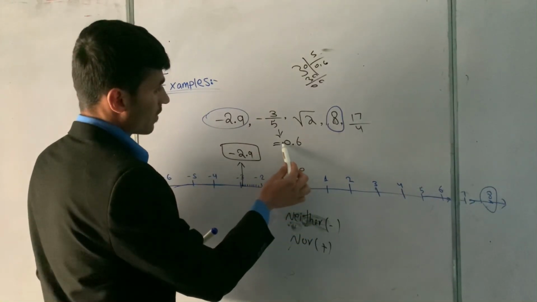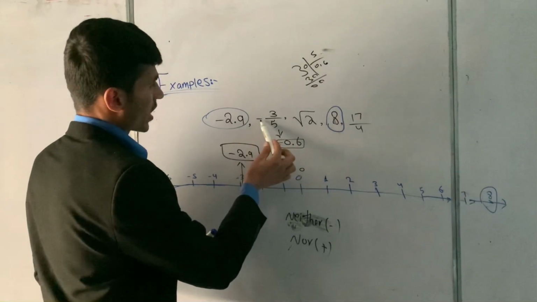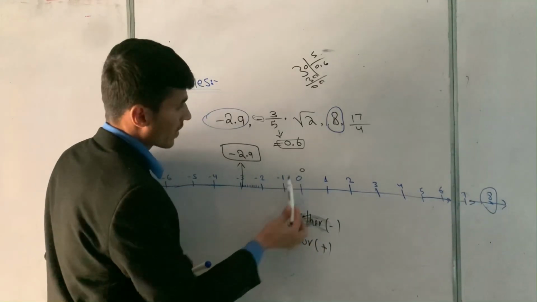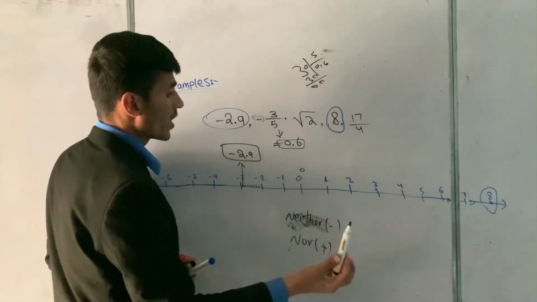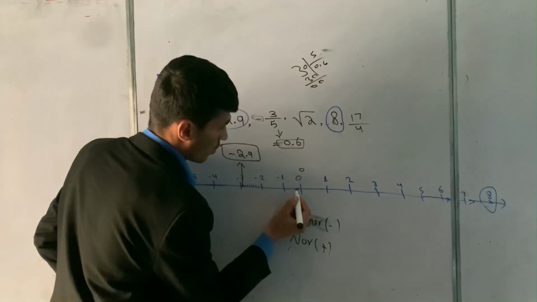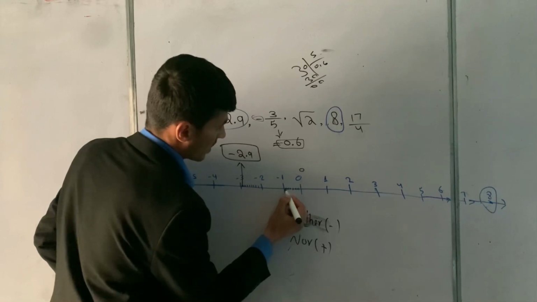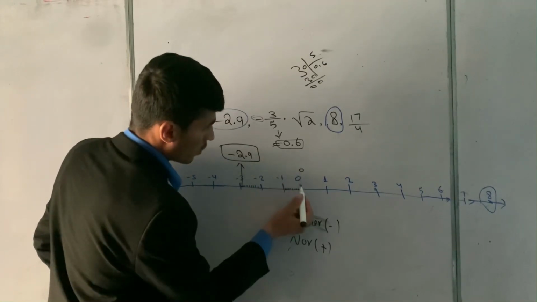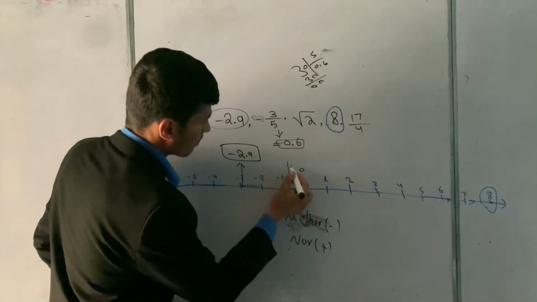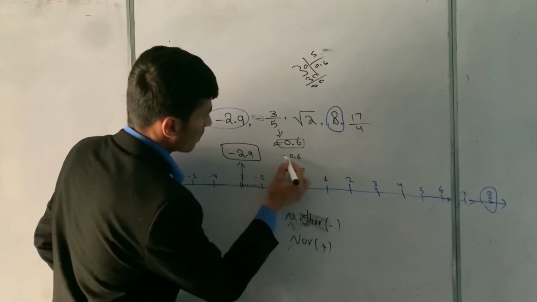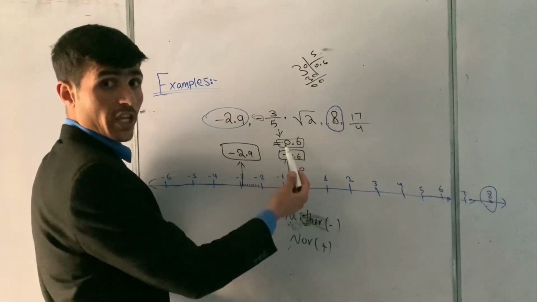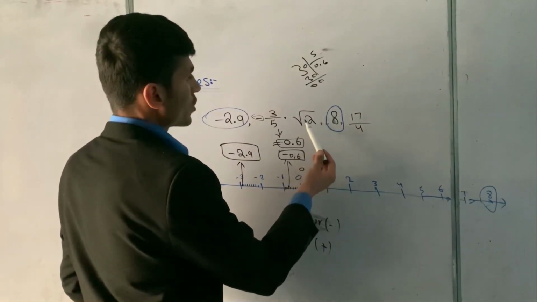So this is negative. Look at here, negative sign. Negative 0.6 lies between 0 and negative 1. But where? Divide this portion into 10 equal divisions: 1, 2, 3, 4, 5, 6, 7, 8, 9, 10. 0.1, 2, 3, 4, 5, 6. This is 0.6, but negative 0.6. This is also called the coordinate of negative 0.6.